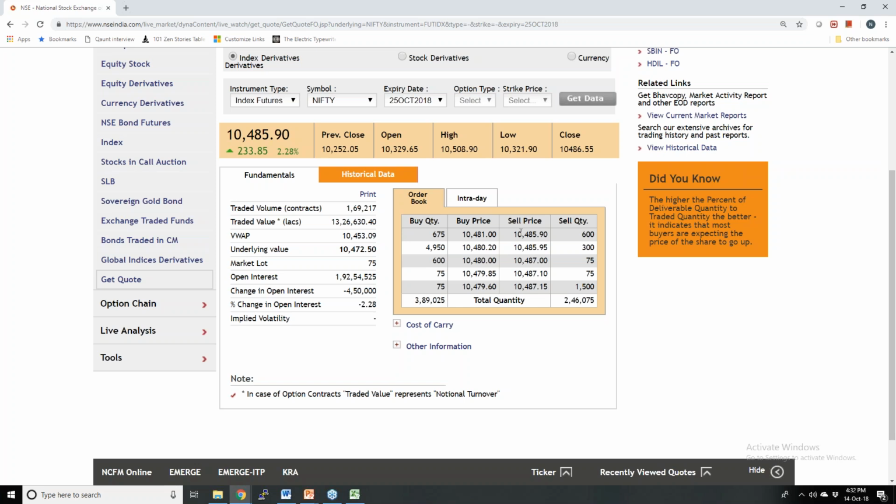This is an order book for that particular exchange. Every exchange will have their own order books depending upon the orders that they get.